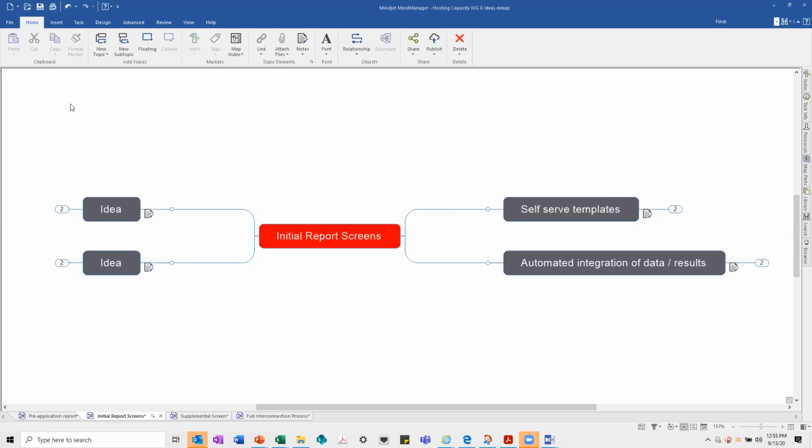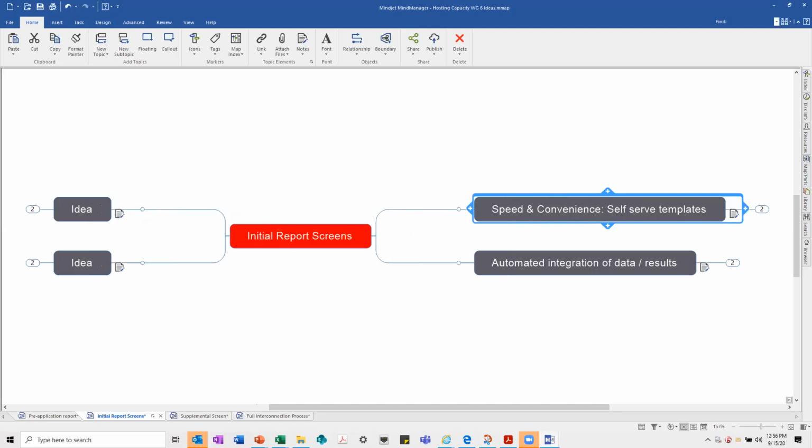So has anyone had frustrations with the initial report screens that might be addressed through the integration of the hosting capacity data? I think what I was hearing from Marty was that self-serve templates is kind of a how, and it's kind of a speed issue and convenience, right? Is that what you're really trying to achieve?